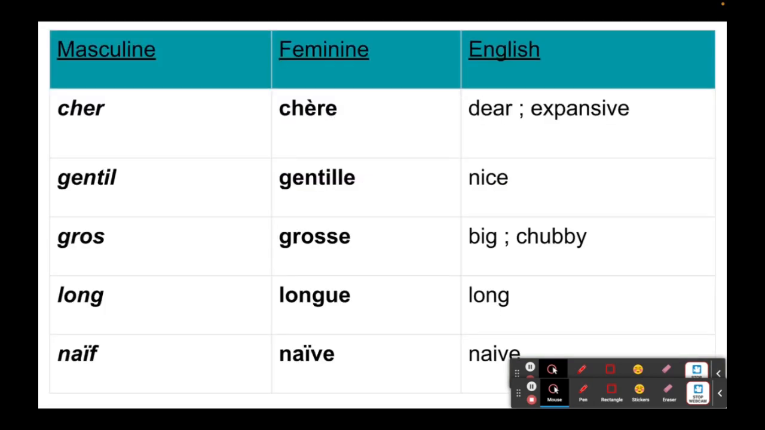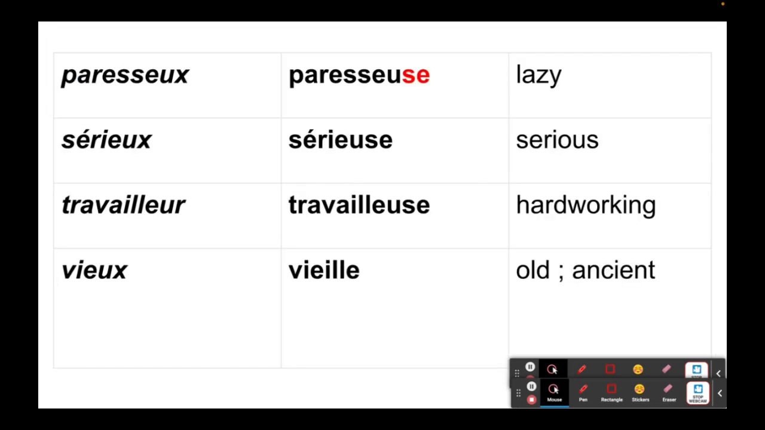So here you go, another list of some adjectives that have irregular forms. So it's cher, first one, gentil, gros, grosse, long, long, naïf. Naïf, you're going to need this for the quiz that you will be taking. So all the vocab that you will find in the quiz is already here. So just use the notes. Paresseux, paresseuse, sérieux, sérieuse, travailleur, travailleuse, vieux, and vieille.